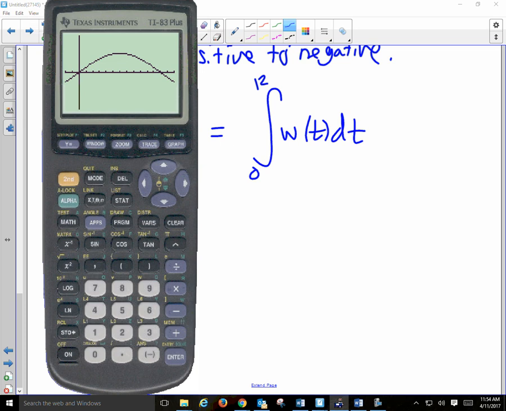So true or false? The integral of w of t would be the same as the integral of the absolute value of w of t. It would from 0 to 12. So I think we could just leave it like this and count that as good. And so I'm going to go second calculate and do number 7 from 0 to 12.